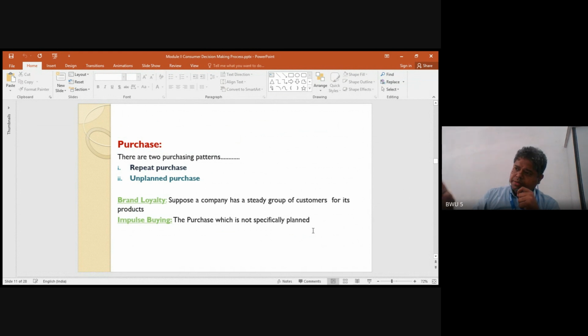Now, once we evaluate the alternatives, ultimately selecting one. So this is the product, this is the brand we can purchase. The next stage, we go ahead and we purchase the product. Now, purchasing may be a fresh one, a new first time purchase, or maybe repeat purchase, maybe a planned purchase, maybe unplanned purchase.